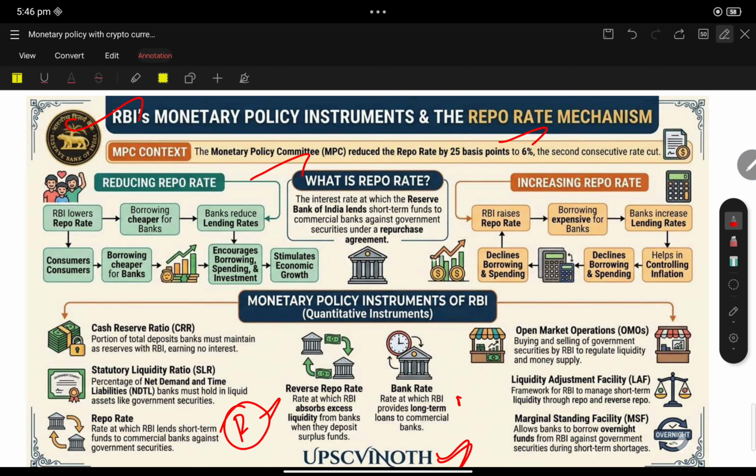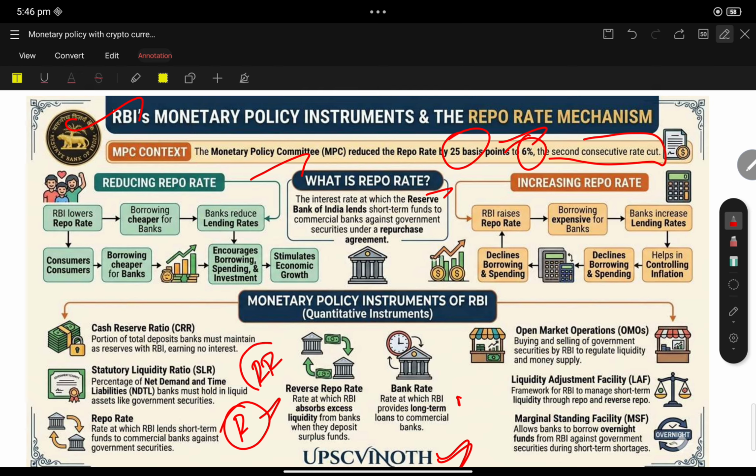The Monetary Policy Committee has reduced the repo rate by 25 basis points, so that makes it 6%. This is the second consecutive rate cut. So what is the repo rate? That means the interest rate at which the Reserve Bank of India lends short-term funds.